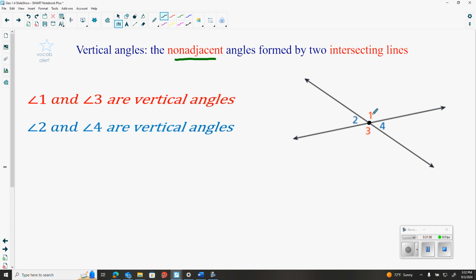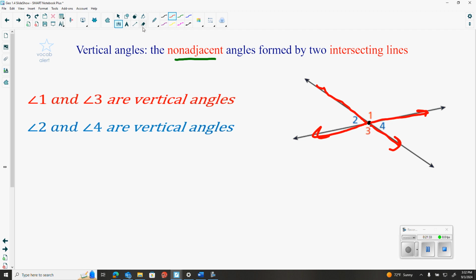So if we look at angle 1 and angle 3, they are not adjacent. Now I know you're looking at it like, well, wait, Mr. K, they're right across from each other. They can't be. Well, they're not next to each other, right? So if I look at angle 1 and angle 3, they do have a common vertex, but they don't share a common side. So here's angle 1 that's formed by these two rays, right? And angle 3 is formed by these two. None of these are shared, okay?